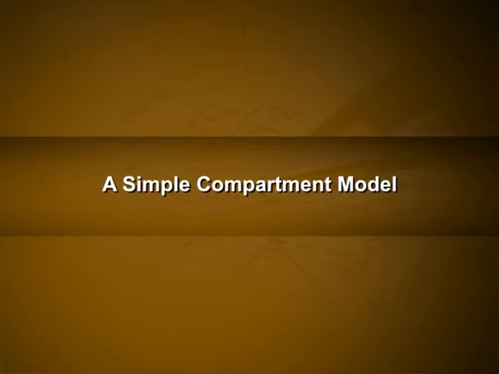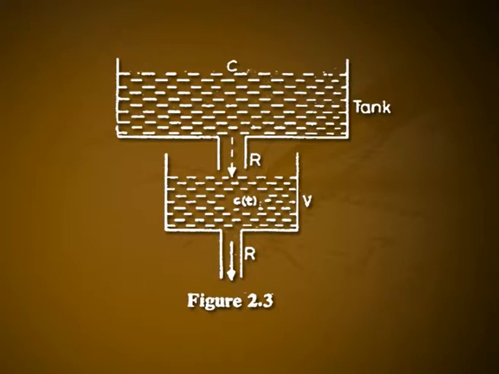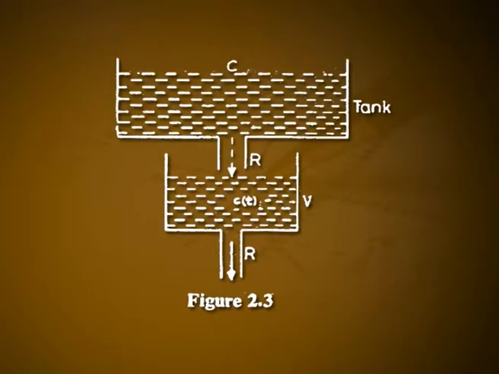A simple compartment model. Let a vessel contain a volume V of a solution with concentration C(t) of a substance at a time t. See the figure. Let a solution with constant concentration C in an overhead tank enter the vessel at a constant rate R, and after mixing thoroughly with the solution in the vessel, let the mixture with concentration C(t) leave the vessel at the same rate R, so that the volume of the solution in the vessel remains V.